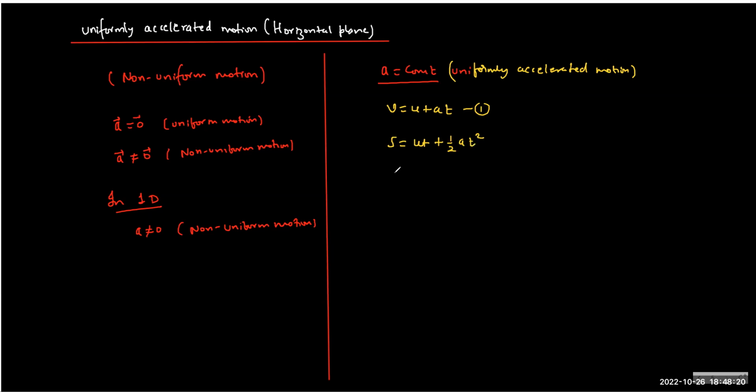But there is a very interesting one. The s we can also write as, if you rearrange, and this formula is more useful at times. So if I take LCM, 2ut plus at square by 2, which you can write as, we can take t common. So what you get is t times (2u plus at) by 2.